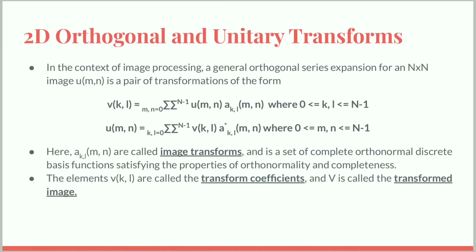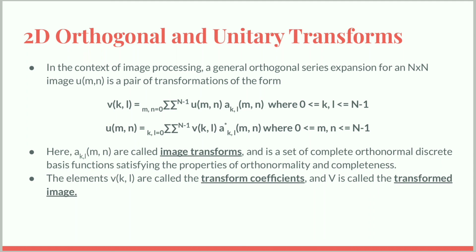In the context of image processing, a general orthogonal series expansion for an N by N image represented as U(m,n) is basically a pair of transformations of the form V(k,l) and U(m,n). Here V(k,l) is the transform matrix and U(m,n) is the recreated one. You use U(m,n) and A(k,l)(m,n) to create the matrix V(k,l), and V(k,l) and A star (k,l)(m,n) are used to recreate U(m,n).